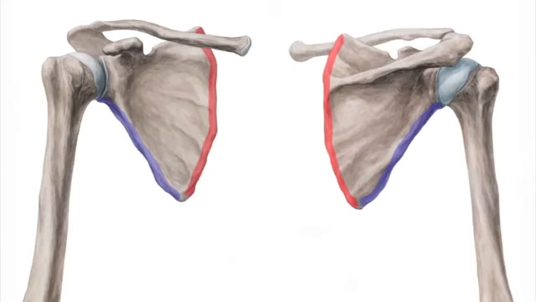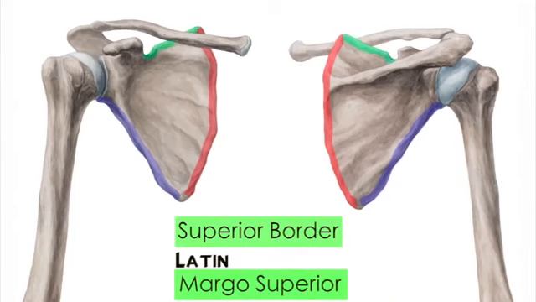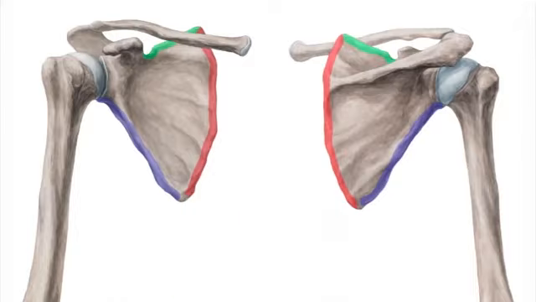Now the last one is the superior border. This is the shortest and the thinnest and will extend from the superior angle all the way to the base of the coracoid process, as you can see here.